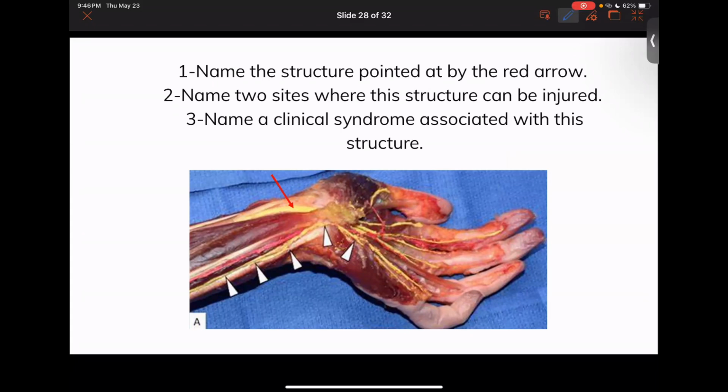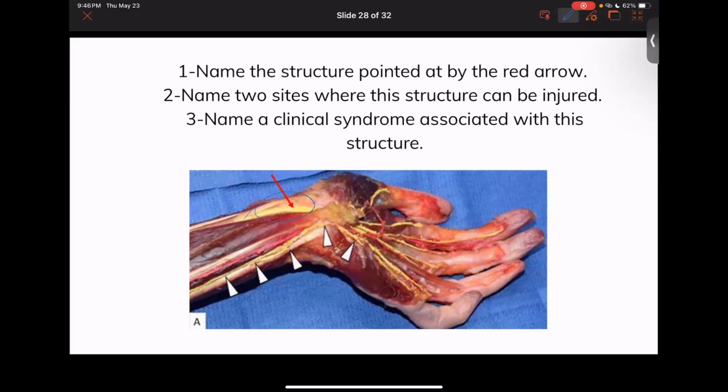Okay, so this picture is important. I don't know if you get the same picture or not, but that's what I found regarding this topic. This is the median nerve. This nerve is the median nerve, and we've talked about it. That's clinically important in a syndrome, which is the carpal tunnel syndrome.